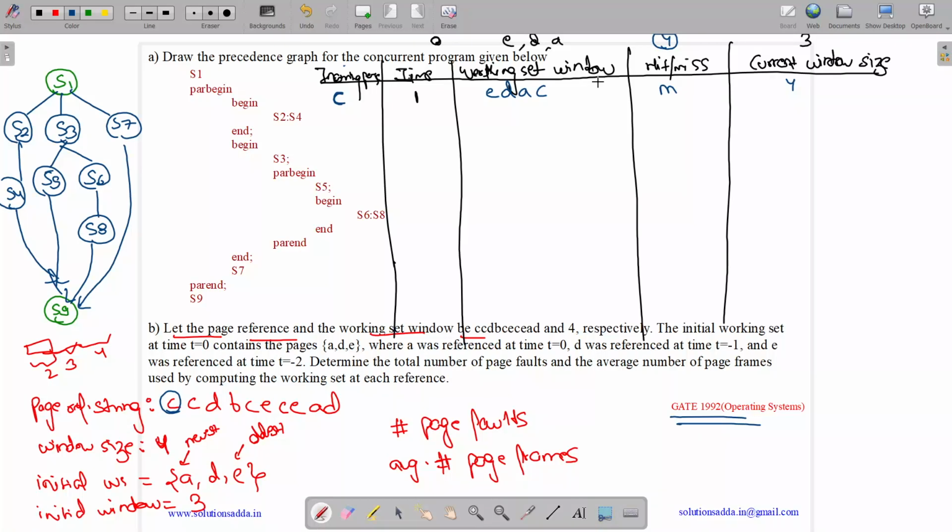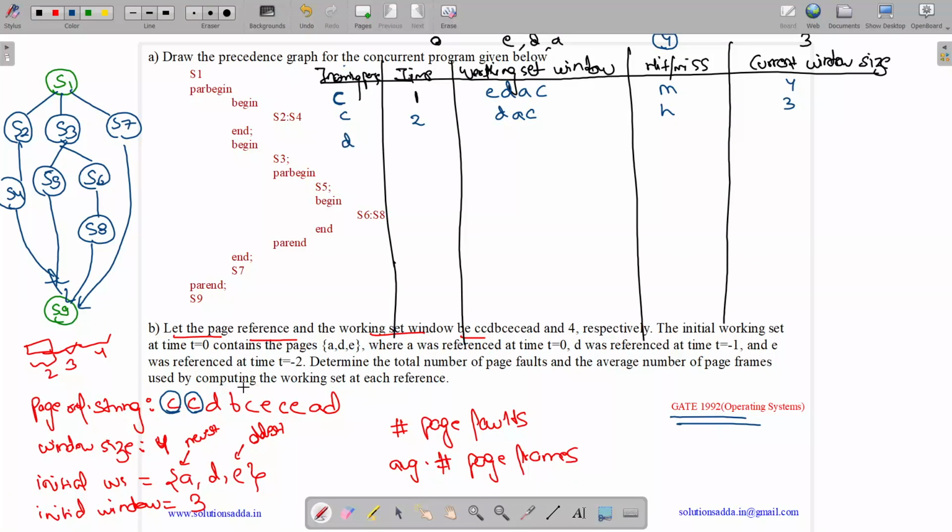Then what comes at time 2? We have another C. So what does our window become? We can remove this E. So we will have D, A and C, and it is a hit. Why is it a hit? It is a hit because C is already present. Window size is 3. Now let us see the third one.